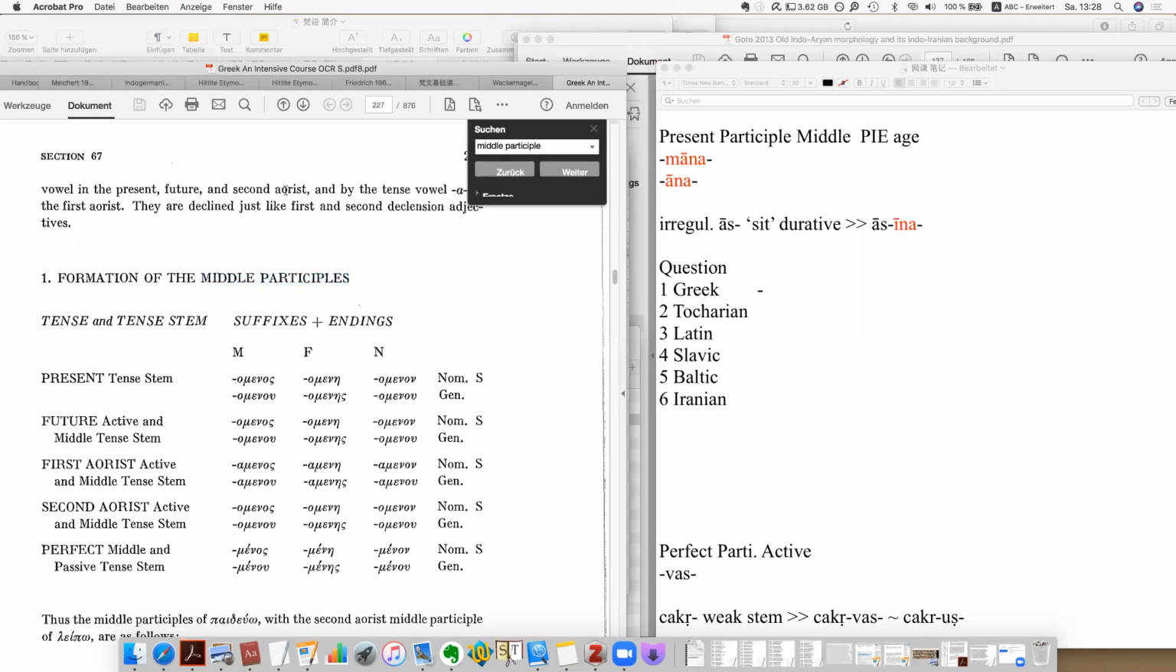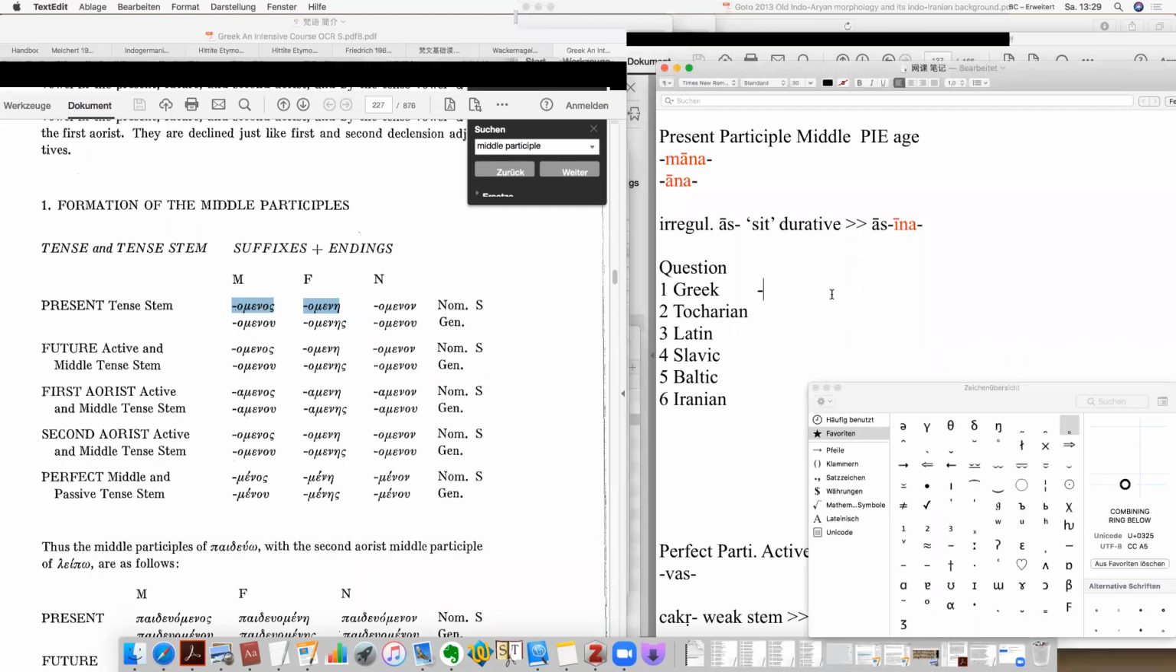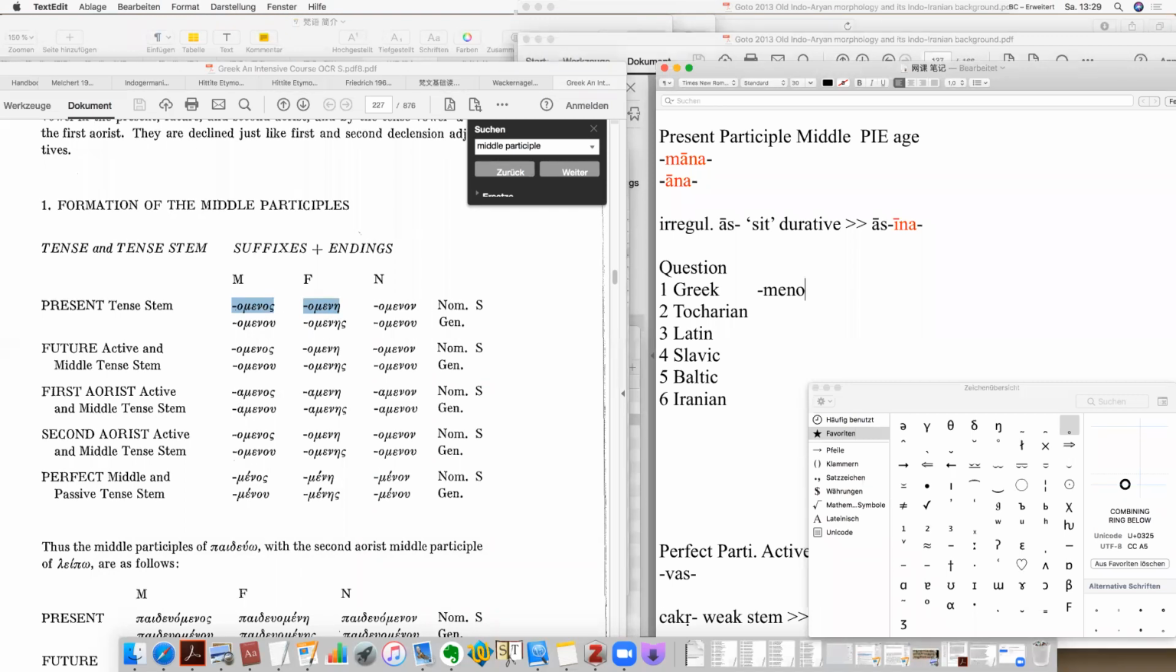So if you check the grammar intensive course, you find the form here, right? Okay. So you find the middle participle in the textbook. It's called omenos, or amenos, or menos, right? So it's actually menos, right?